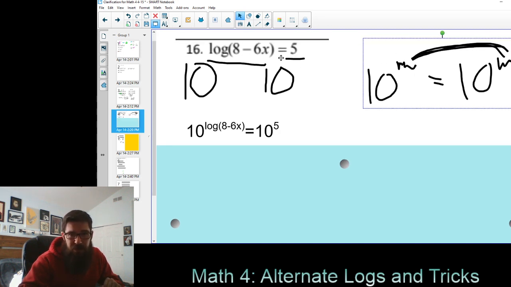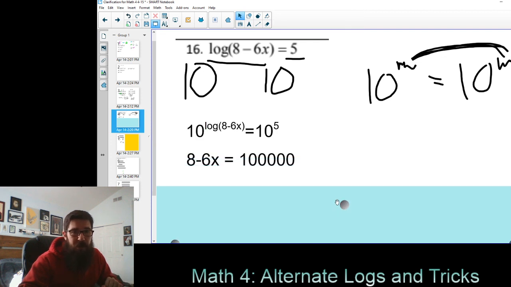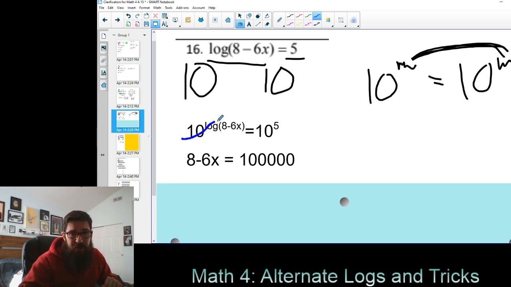If I wrote it in a little bit cleaner form, this is basically what I'm doing. I'm taking the equation as is, making both of those pieces exponents with a base 10. The idea is this is a log base 10. What's going to undo it? Exponentiation with base 10. What happens at this point is I can cross out those portions, leaving me with just the 8 minus 6x. And what's 10 to the 5th? 100,000.